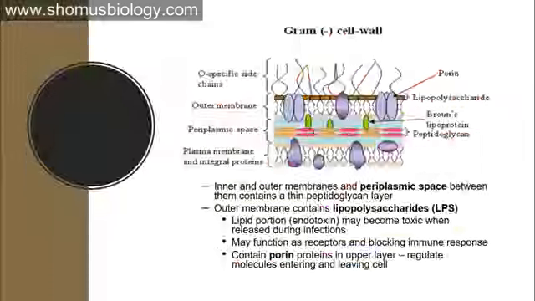Now if you think about the gram negative cell wall, it has inner and outer membranes and a periplasmic space. Between them is a very thin peptidoglycan layer. So think about it, the peptidoglycan layer is very thin, but there is a difference between the inner and outer membrane, and a periplasmic space must also be present between the two. The outermost membrane of gram negative bacteria is the most important structure of a gram negative bacteria. It's a signature structure. We call it a lipopolysaccharide layer or LPS layer.